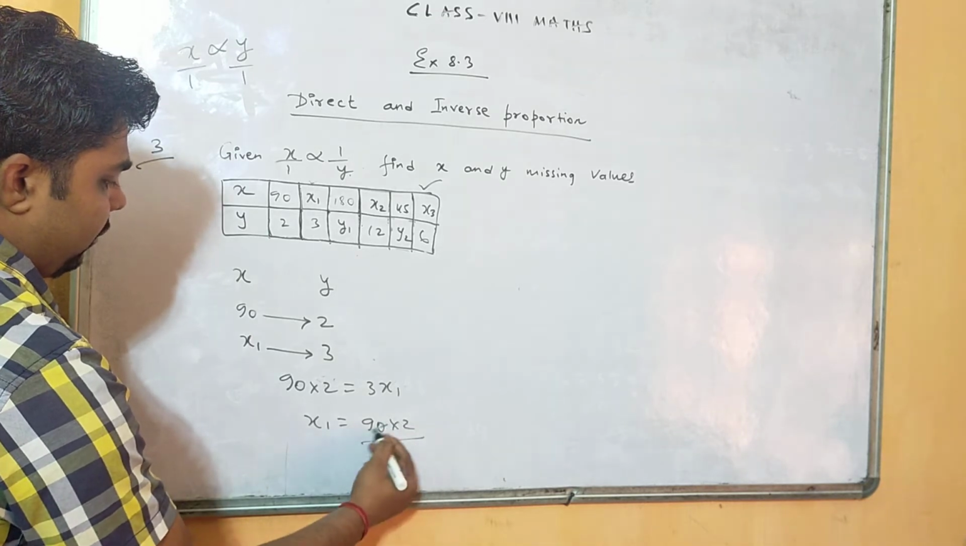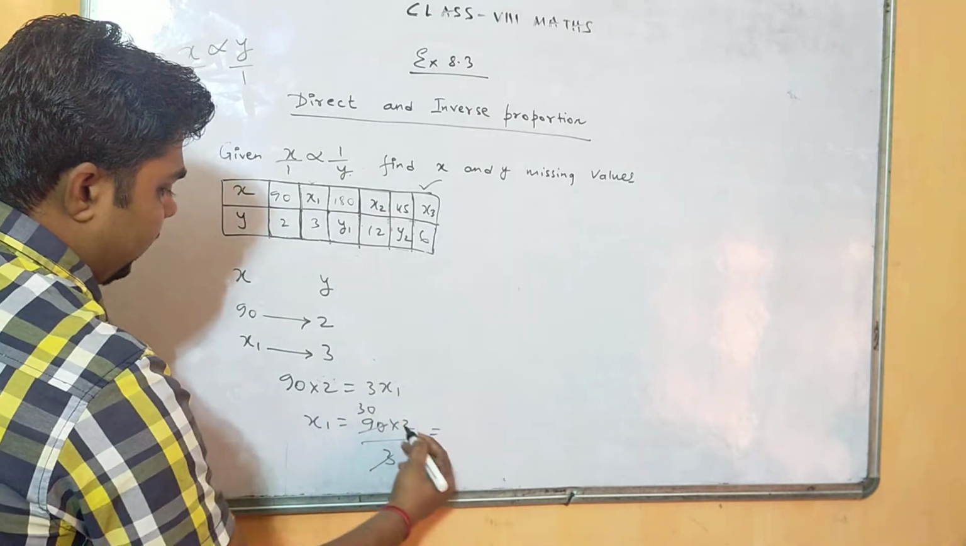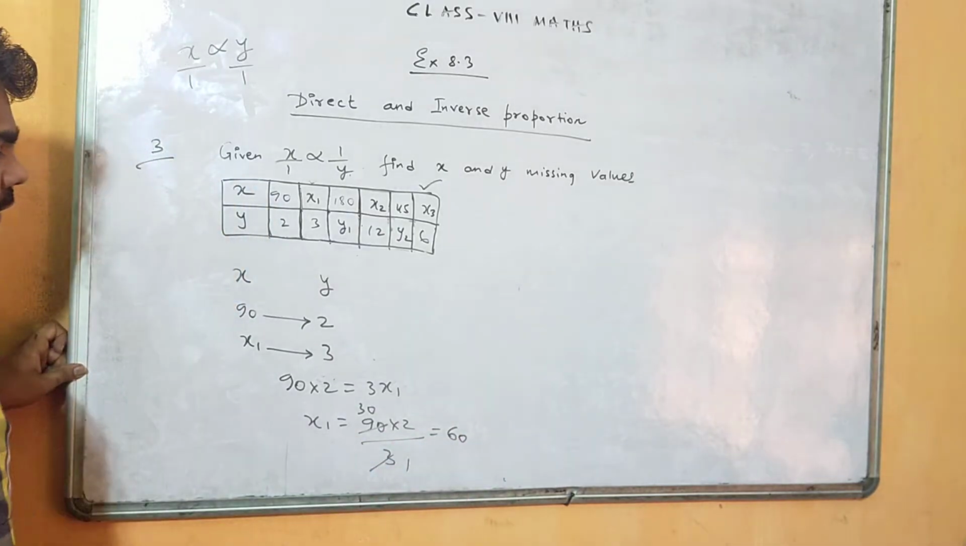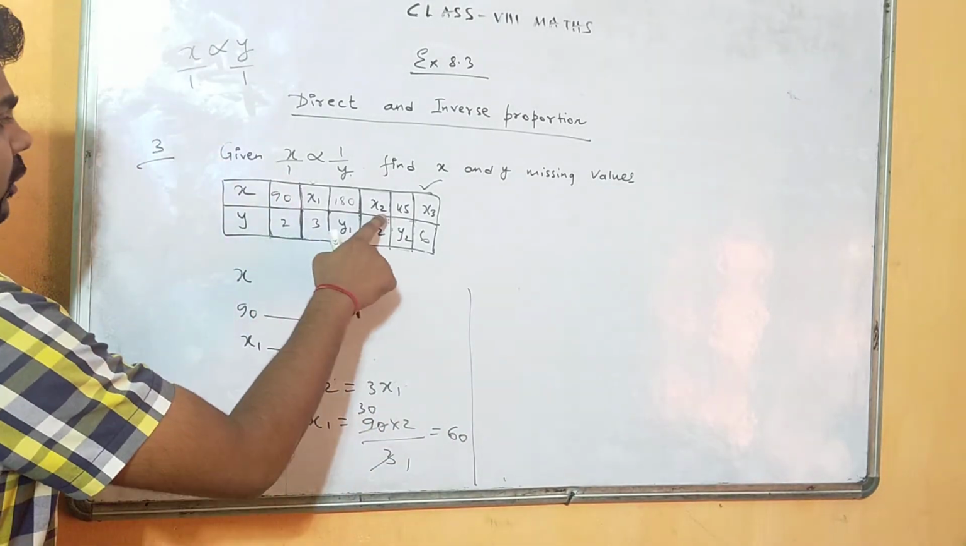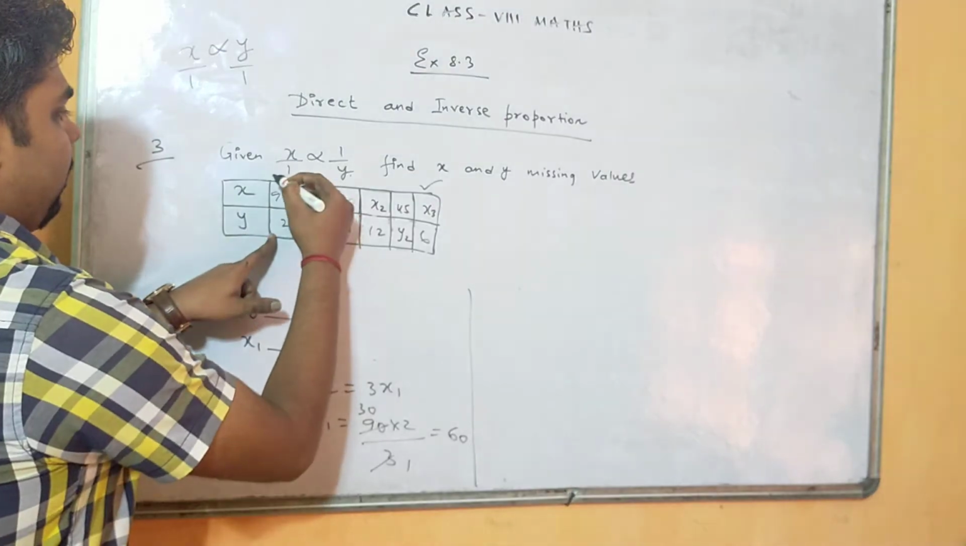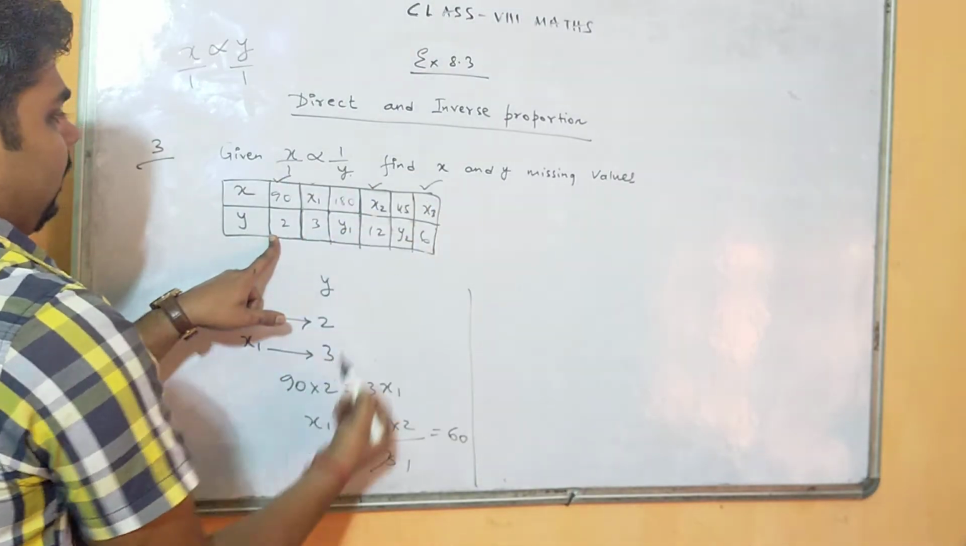So 3 ones are 3, 3 30s are 90. That is 30 into 2 is 60. So what is the value of x1? 60. Similarly, we have to find it now for x2. For x2, which column will we take? First column and fourth column.